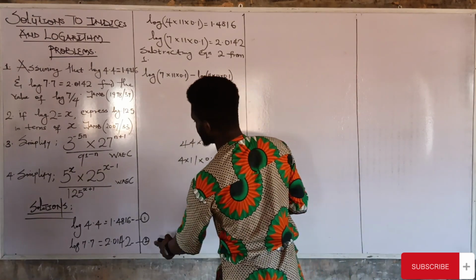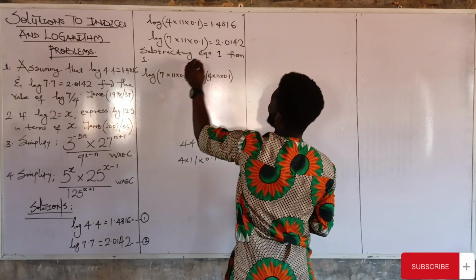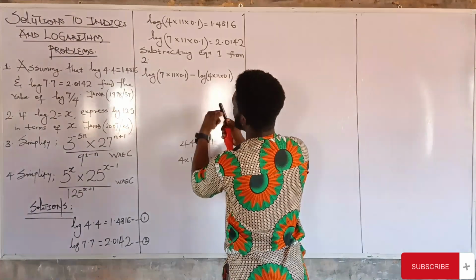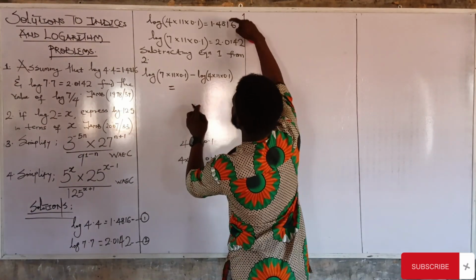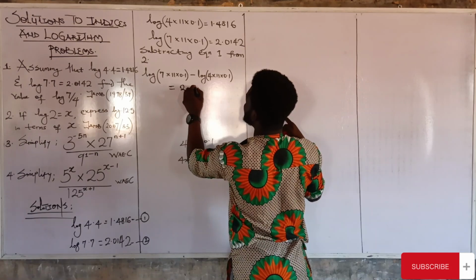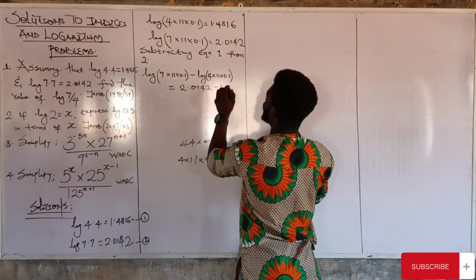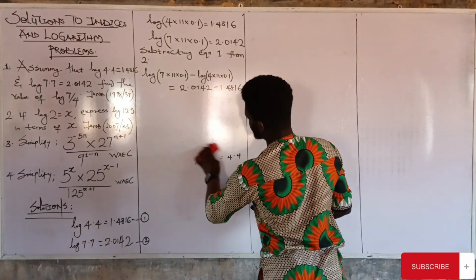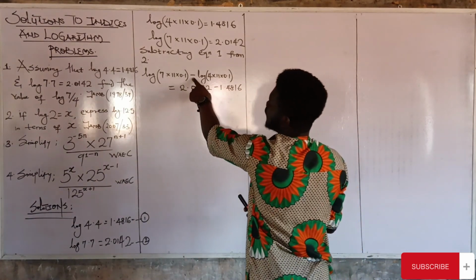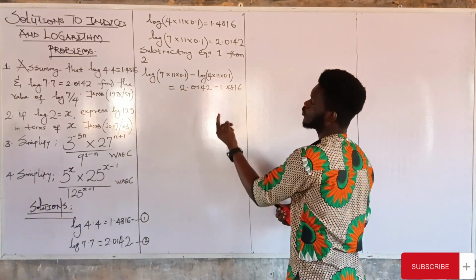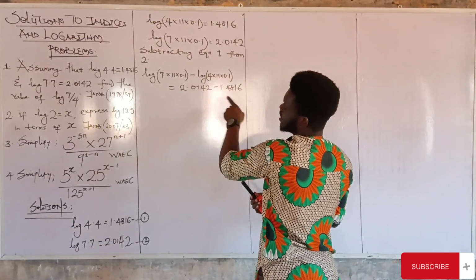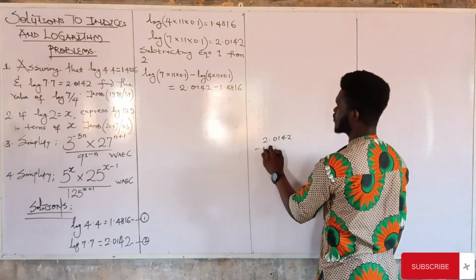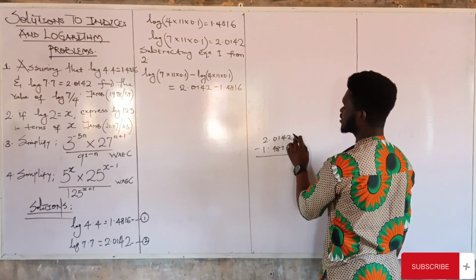So here we now have this. So I think I will need to say subtracting 1 from 2. Yeah, that's what I was supposed to say now. So once you've done that, we are still on track. Now you will see that it equals, we are moving this one from this one, so we have 2.0142 minus 1.4816. Once you have that, then you use the law of logarithms that I explained, the law of subtraction or division. But first of all, let's subtract that number. So we have 2.0142 minus 1.4816.